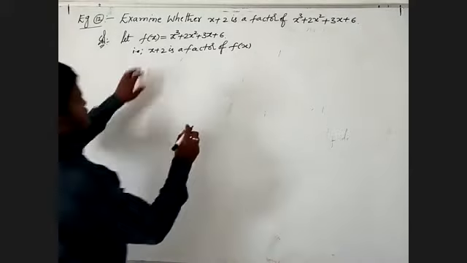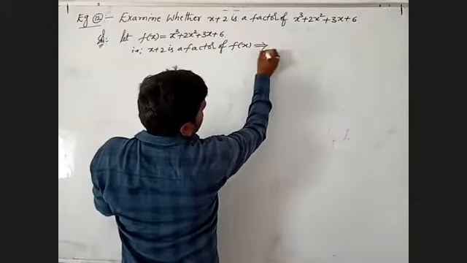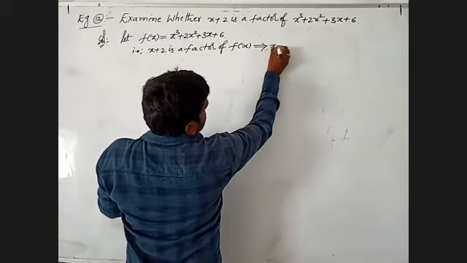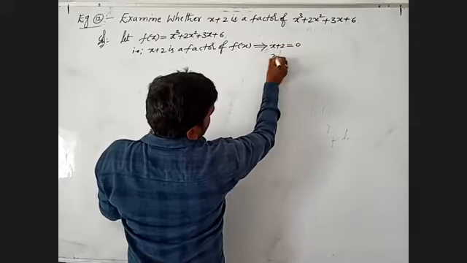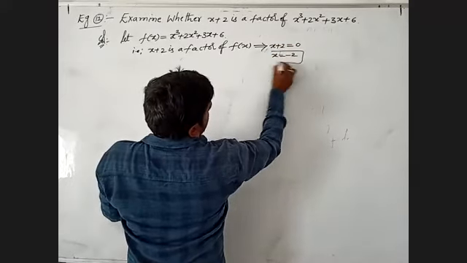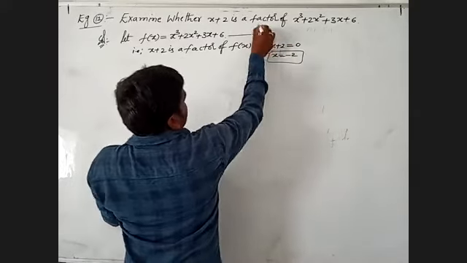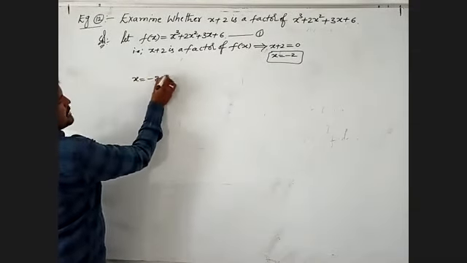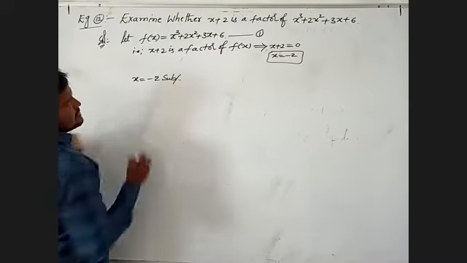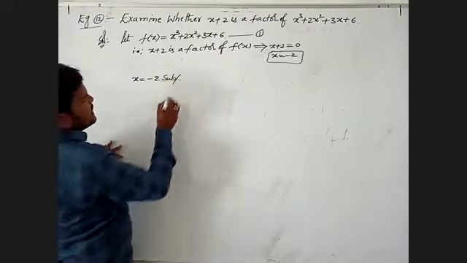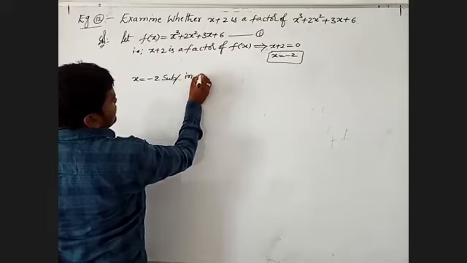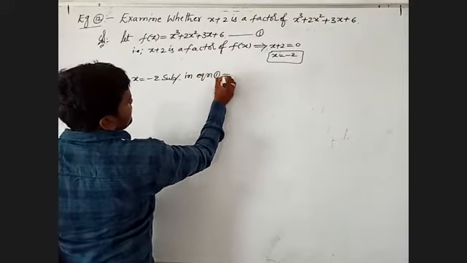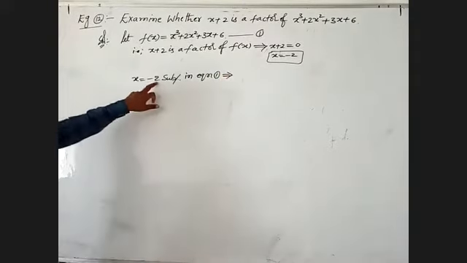x plus 2 is a factor of f of x means that x plus 2 must be equal to 0. That I will write, x is equal to minus 2. This is my equation number 1. That means x is equal to minus 2. Substituting in equation 1, that implies x is equal to minus 2.